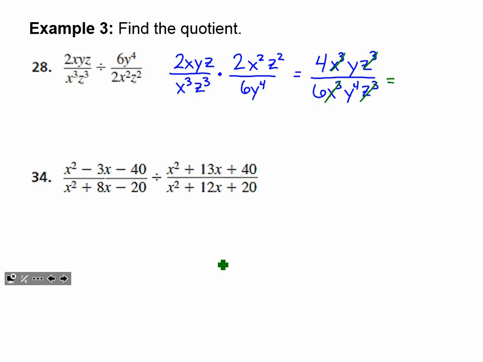They cancel out perfectly. I'm left with 2 over, and then that y over y to the fourth, one of those y's is going to cancel out. I'm left with 3y to the third. So I simplified 4 over 6 into 2 over 3. And then with the variables, we're just left with a y to the third in the denominator.